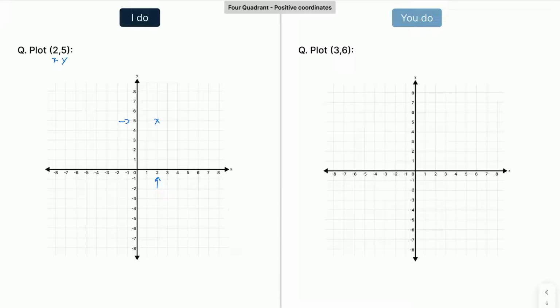Press pause and I've got the example on the right. So that is going to be along the corridor till 3, and up the stairs to 6.